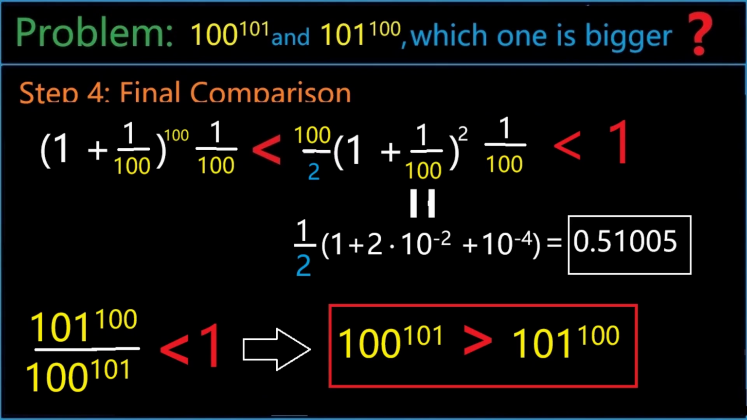That upper bound simplifies to 100 over 2, times 1 plus 1 over 100 squared, times 1 over 100. When we simplify, this becomes 0.51005, which is less than 1. That means 101 to the power of 100, divided by 100 to the power of 101, is less than 1. So the conclusion is clear: 100 to the power of 101 is greater than 101 to the power of 100.